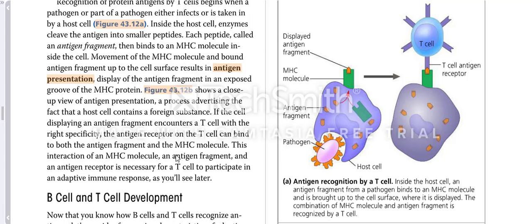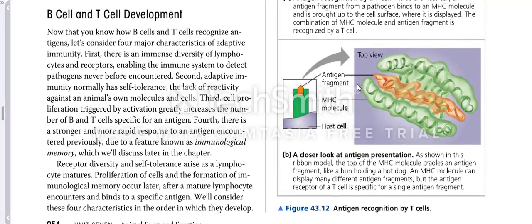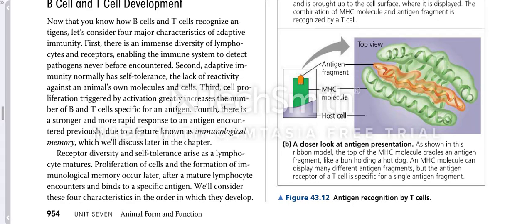Now that was just a general overview. This part over here specifies that each of these orange pieces is called an antigen fragment, and this arrow is showing what's called antigen presentation. And when we move down to figure 43.12b, this is just a close-up of what was described as the antigen presentation. This is a top view. This green here is the major histocompatibility complex, and it's hosting this antigen fragment so that the T cell antigen receptor will come in here and bind to this orange presented antigen fragment.